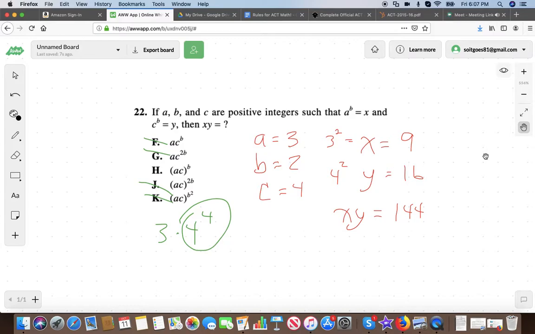So H. Let's double check. What is H? Well, a times c, and that's 12. Then 12 squared, which equals 144. Bingo. H. Any questions about that? Woo! Real numbers. You don't have to memorize any fancy operations.